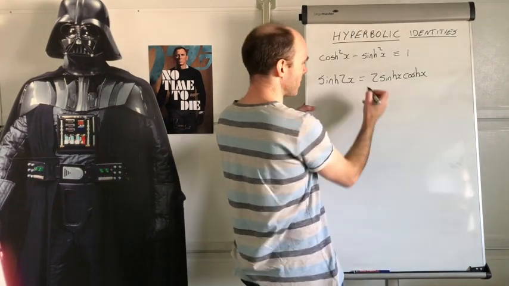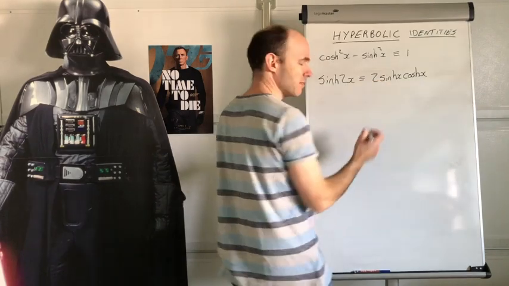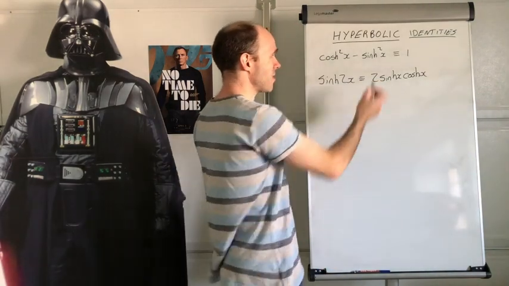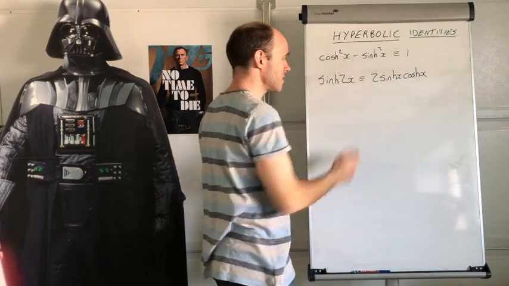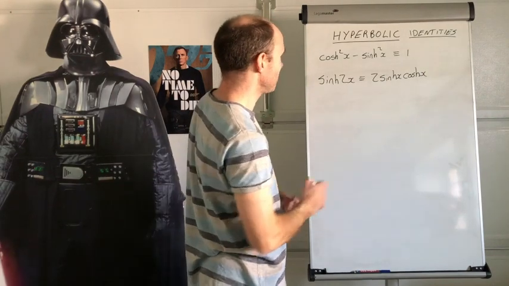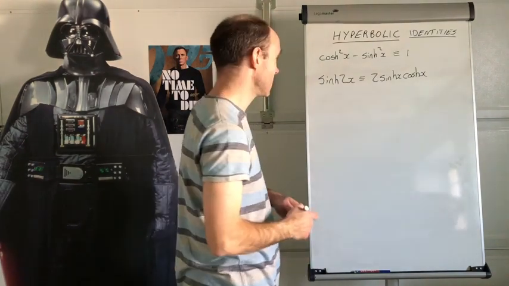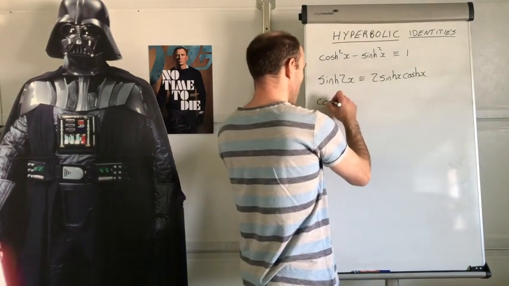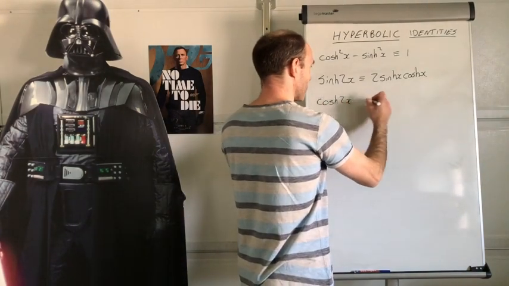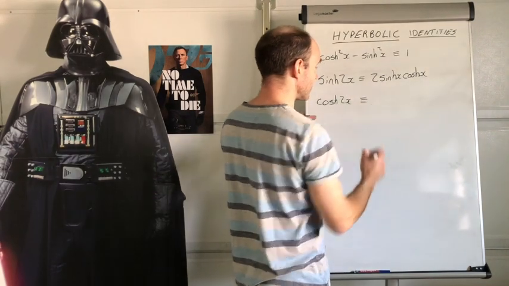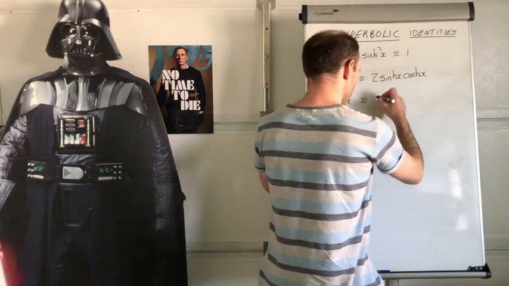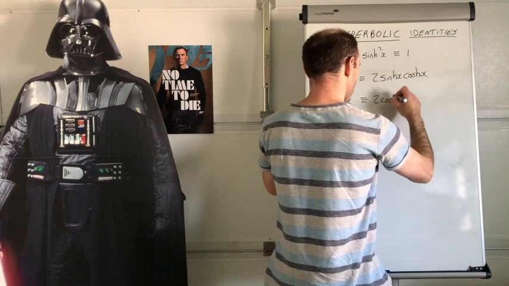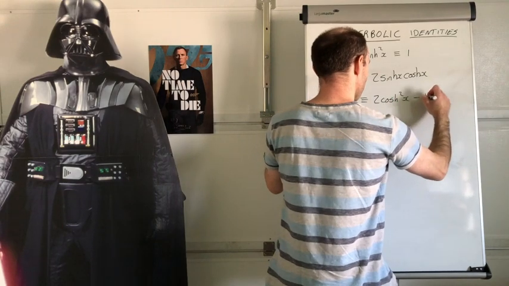Well, there, I've stopped using the identity sign, haven't I? Probably quite early on, actually. But yeah, they're identities, so strictly speaking, you should have the identity symbol. Yeah, that is another identity. Can you think of any more? Well, I can. You've got cosh 2x. That is the same as 2 cosh squared x minus 1.